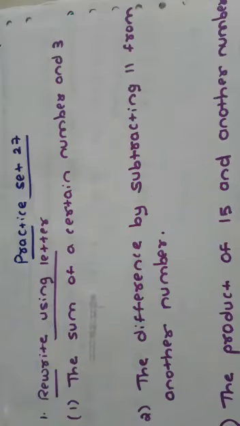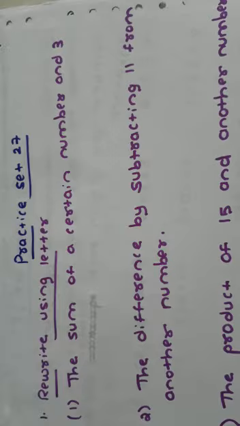Rewrite question number 1. Rewrite using letters. So in each of these statements, an unknown number is given and we have to replace the unknown number by a letter. Now you can take any letter. We have 26 alphabets and from those alphabets you can take any letter.